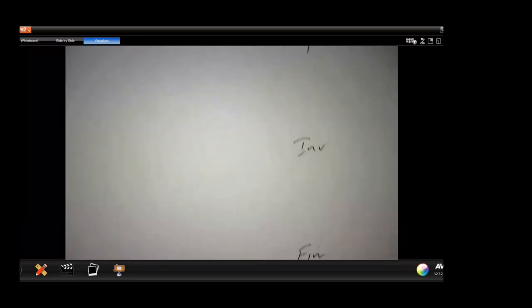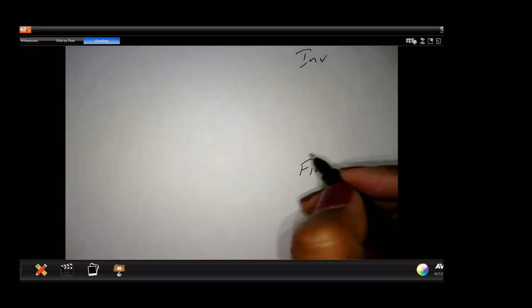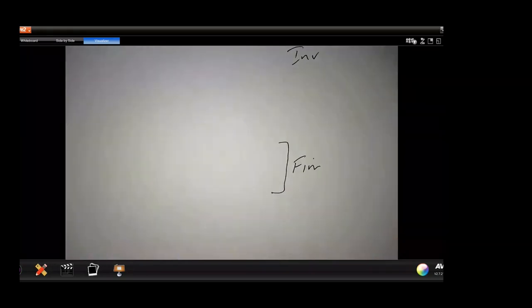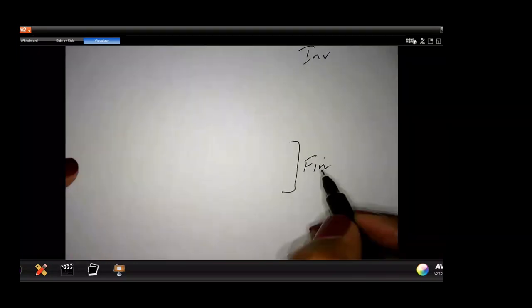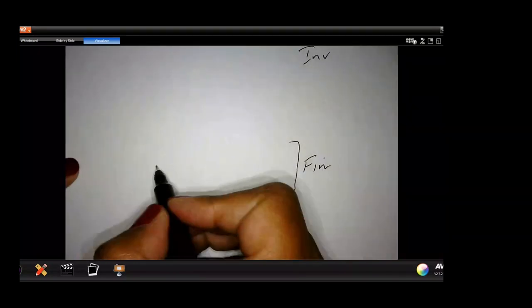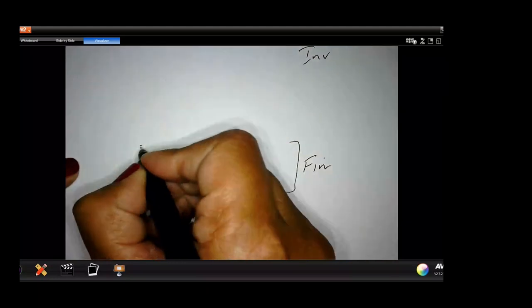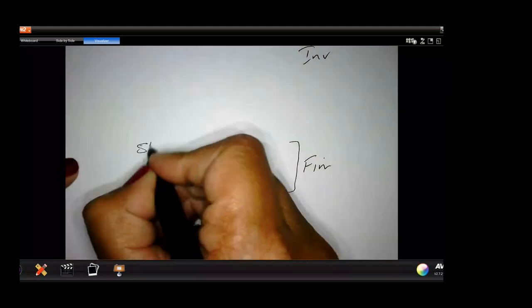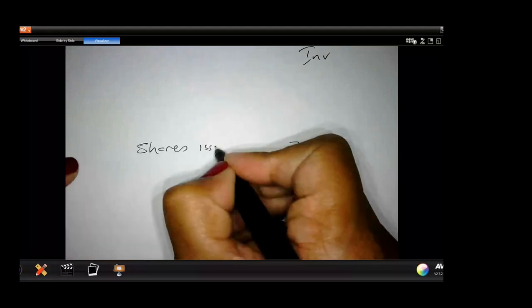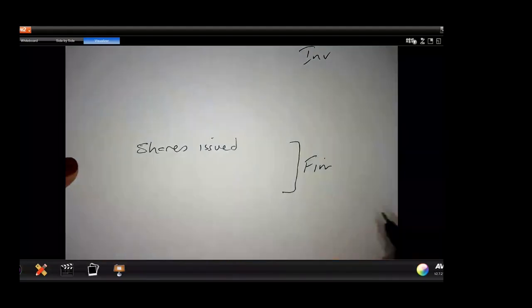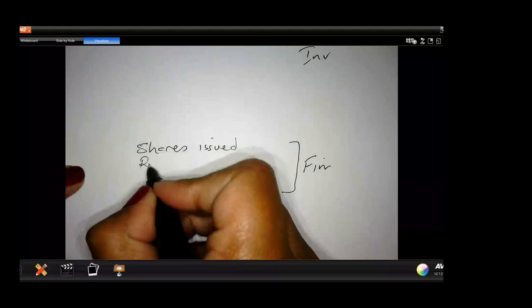Now, let's use the three activities, what I've just showed you, and let's try and define it. My financing activities, remember I said it's capital, so it is proceeds from the issue of shares, so it's shares issued, and that is an inflow, and then it's repurchase of shares.